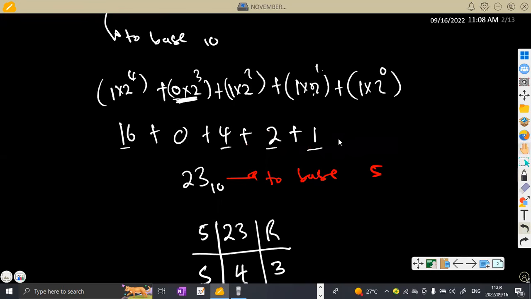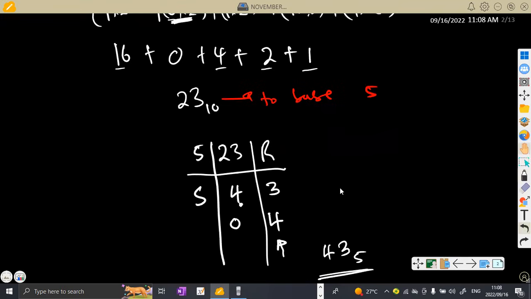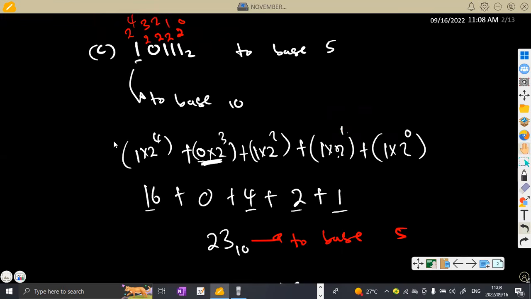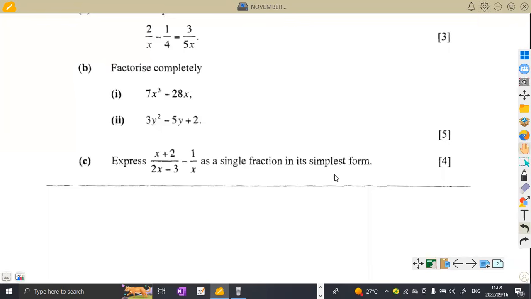So what we needed was to convert to base 10, then from base 10 to base 5. Okay, so that's how they can actually have these questions. So let us see the other part.